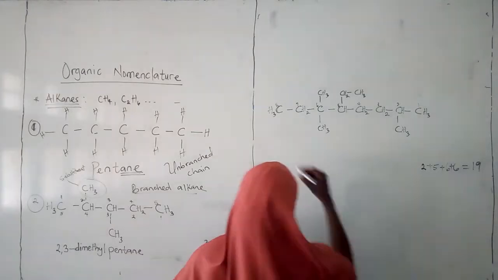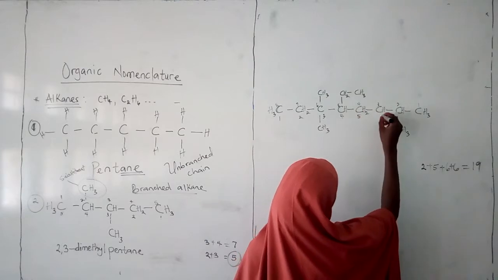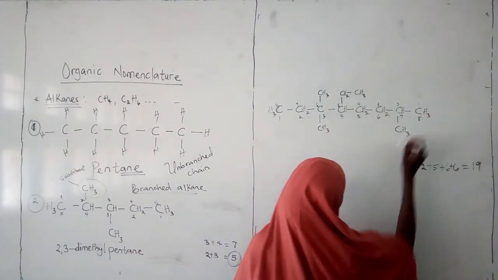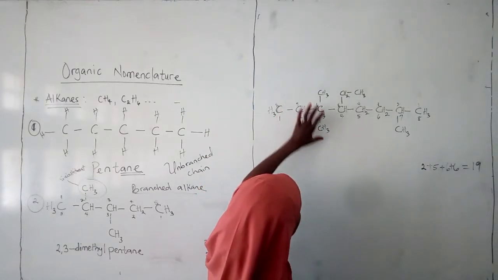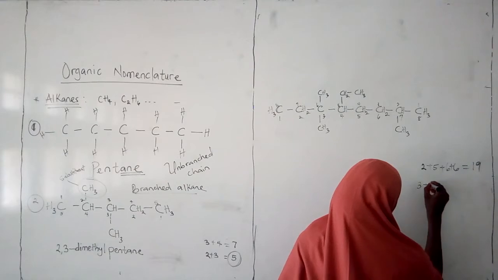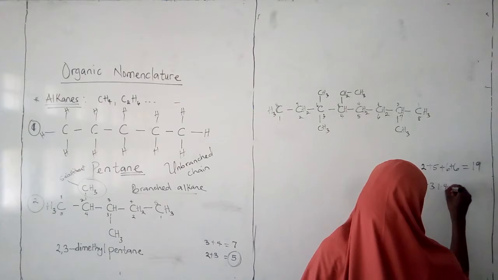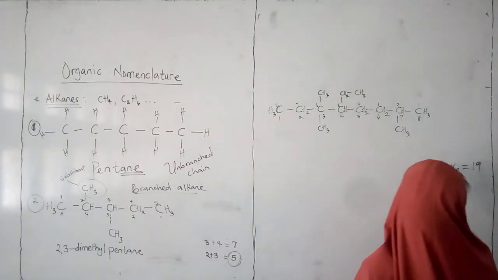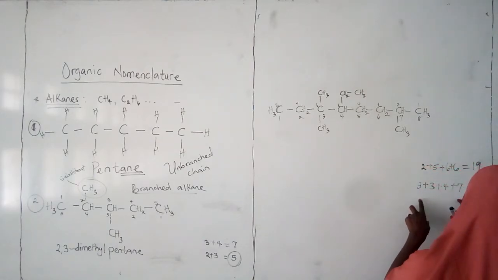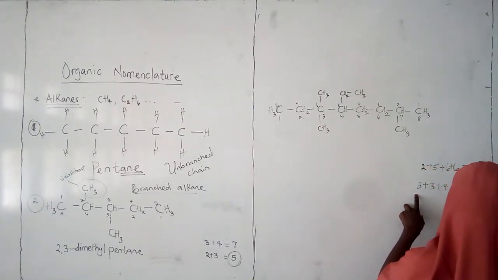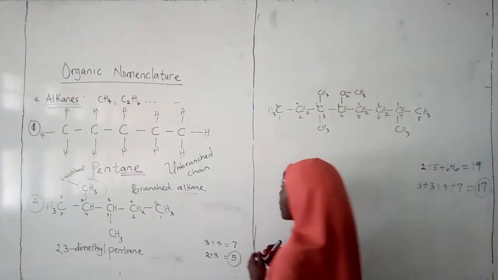Now let's try counting it from this side. 1, 2, 3, 4, 5, 6, 7, 8. Now counting from this side, we have 2 methyl groups in position 3, so 3 plus 3. Then an ethyl group in position 4, plus 4. And another methyl group in position 7. So now let's sum this up. This is 17. So we are going to take the one with the least number.